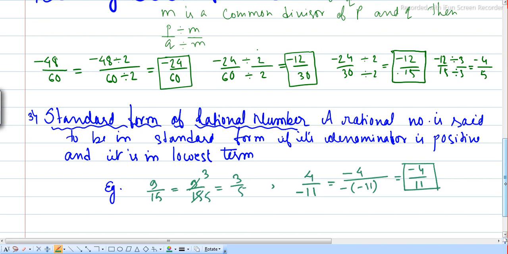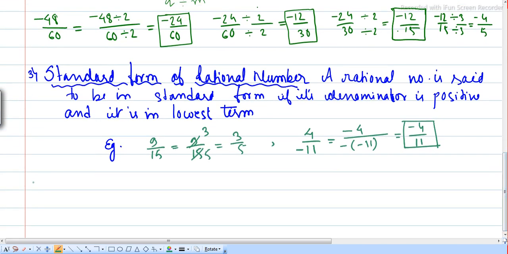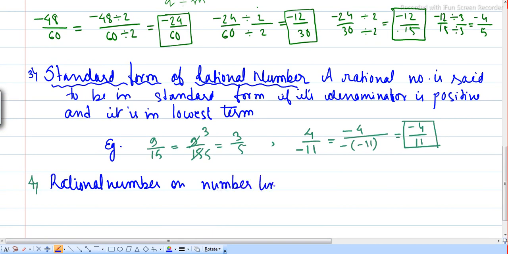Now our next topic is showing rational number on number line. So how will we show a rational number on the number line? So this is our next topic. See how we will represent a rational number on a number line.